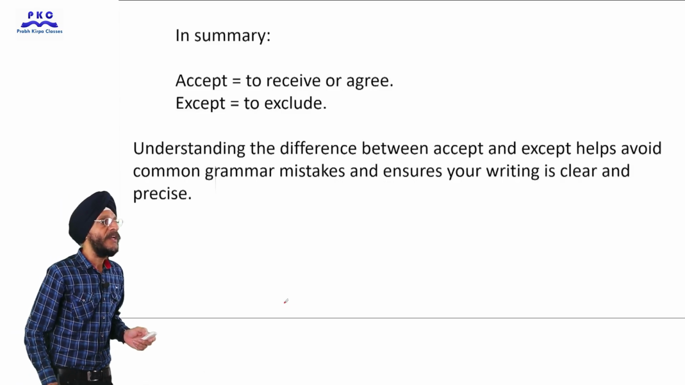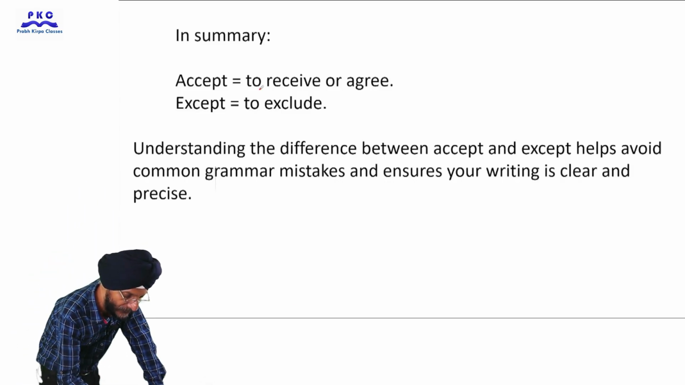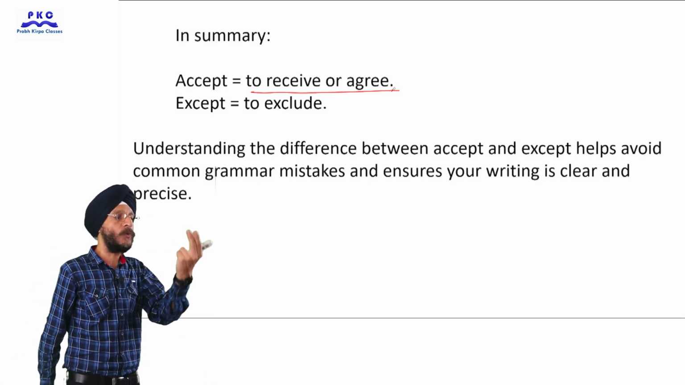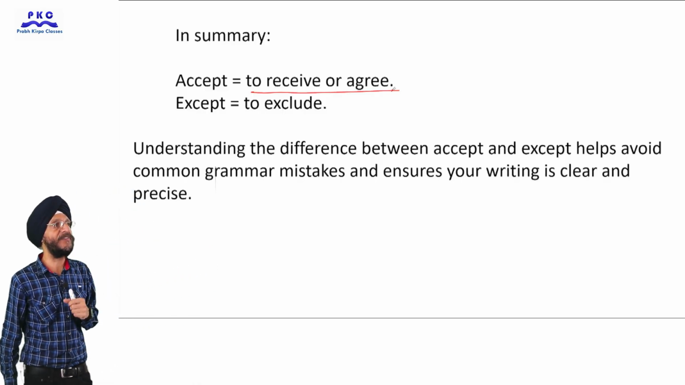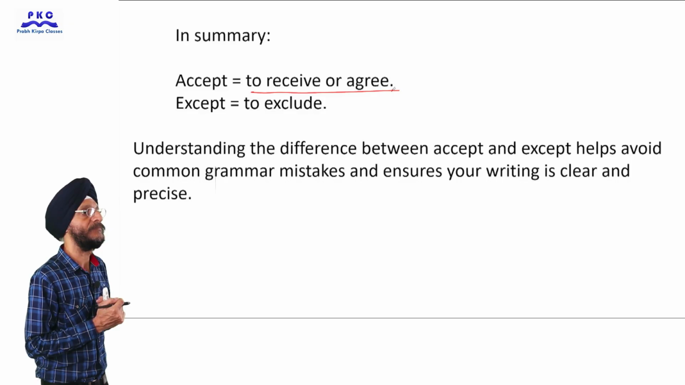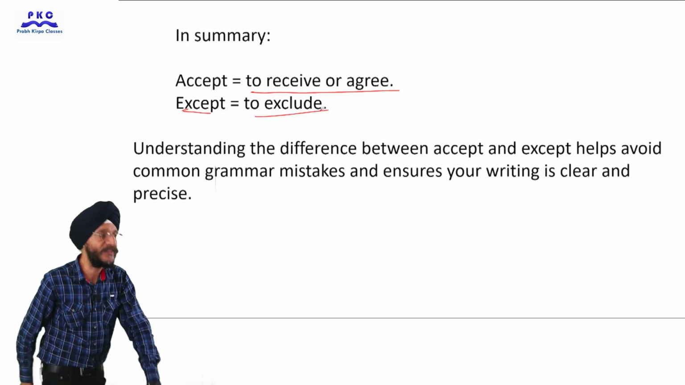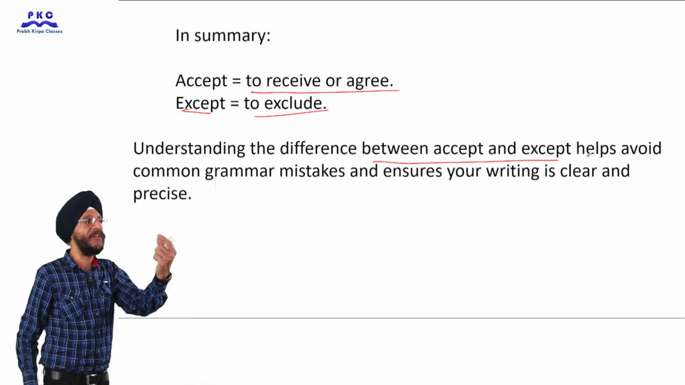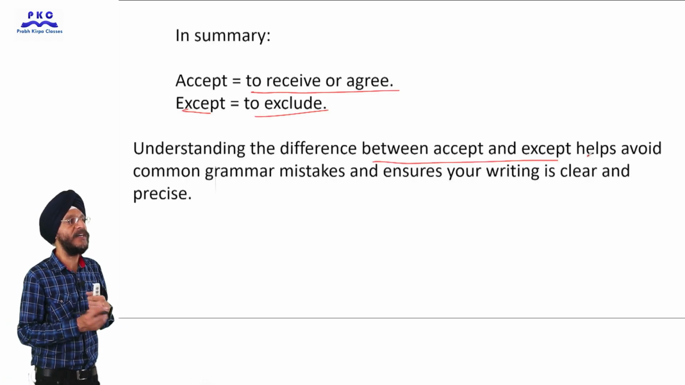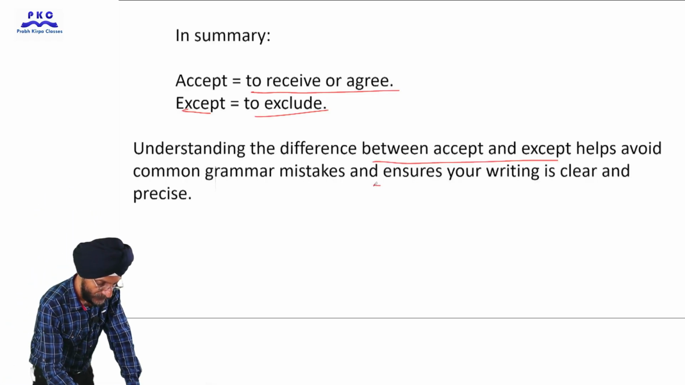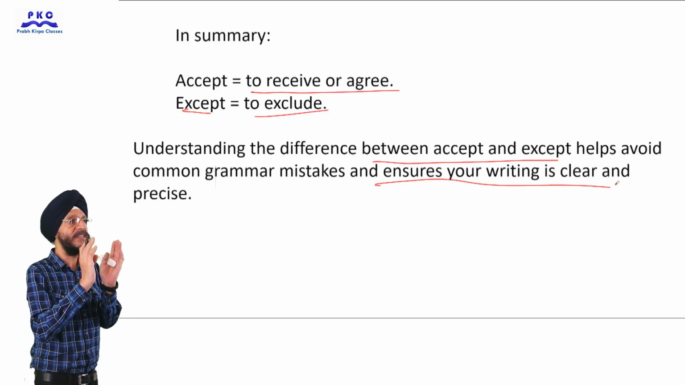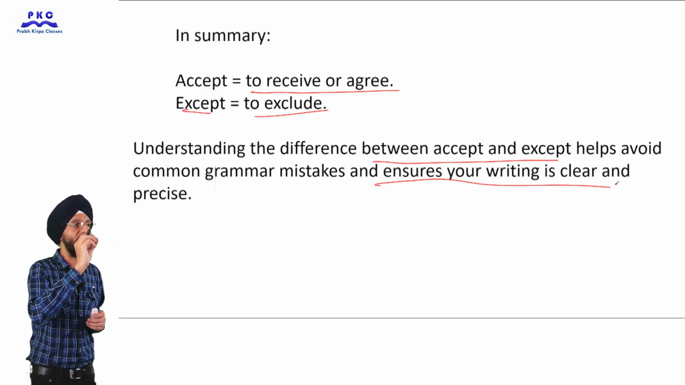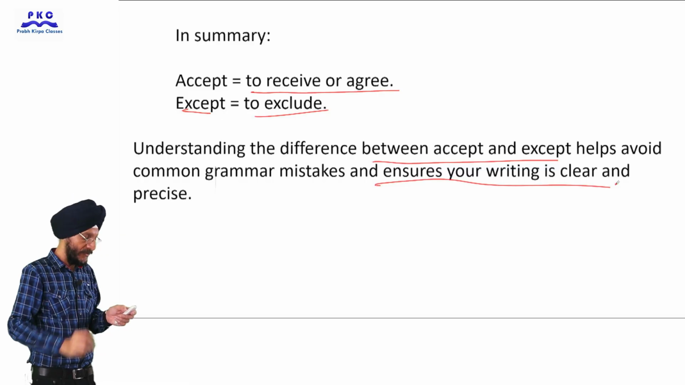So now in summary, accept, A-C-C-E-P-T, means to receive or agree to something, to receive a thing, to receive an idea, to receive a gift, or to agree or approve something. Here except means to exclude or other than. Understanding the difference between accept and except helps us avoid common grammar mistakes, and it ensures that our writing is clear, precise, and to the point, and it conveys our message to the other person properly.